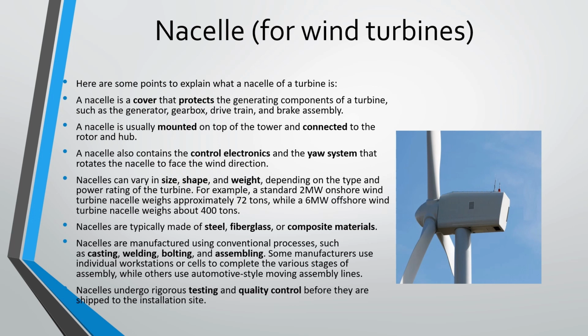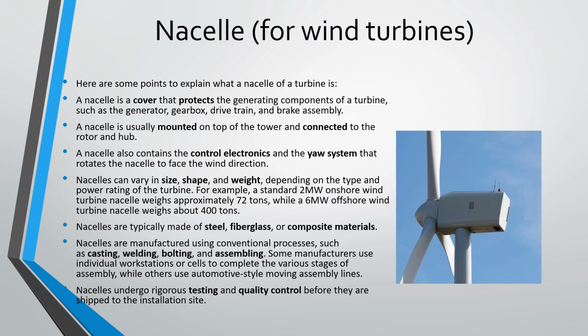For example, a standard 2 MW onshore wind turbine nacelle weighs approximately 72 tons, while a 6 MW offshore wind turbine nacelle weighs about 400 tons. Nacelles are typically made of steel, fiberglass, or composite materials. Nacelles are manufactured using conventional processes, such as casting, welding, bolting, and assembling.